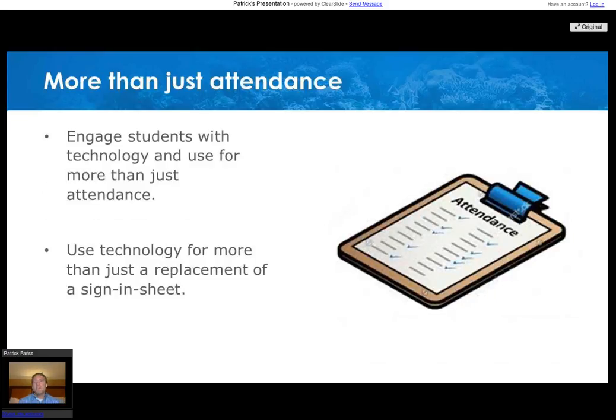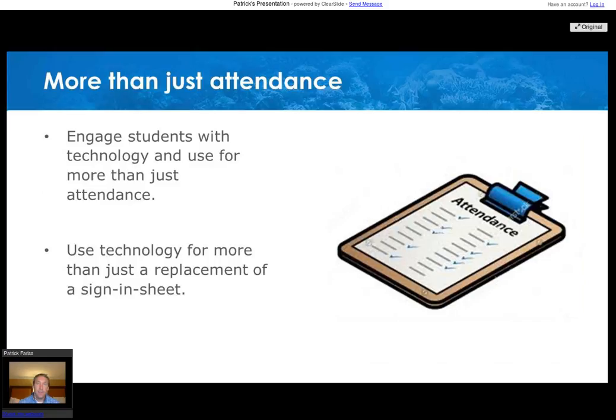More than just attendance. So hopefully we can use a student response system more than just students coming in and checking into class. If we do that, all we've done is simply replace a piece of paper with technology. And that doesn't do a lot. We've substituted. If you've ever heard of the SAMR model, we want to move from substitution to redefinition when we use technology. If we just use our technology for attendance, we've really just substituted the technology for something else, and we're really not getting the most out of the technology.